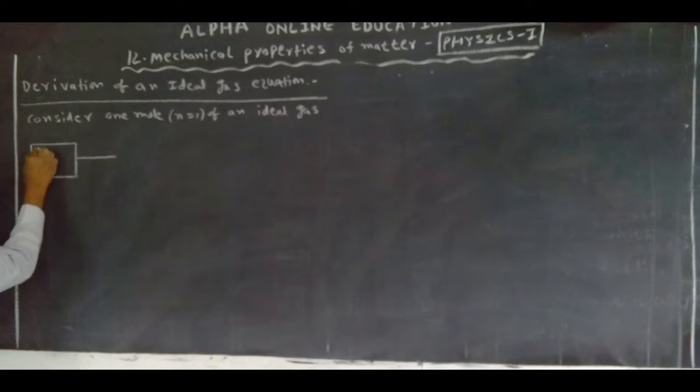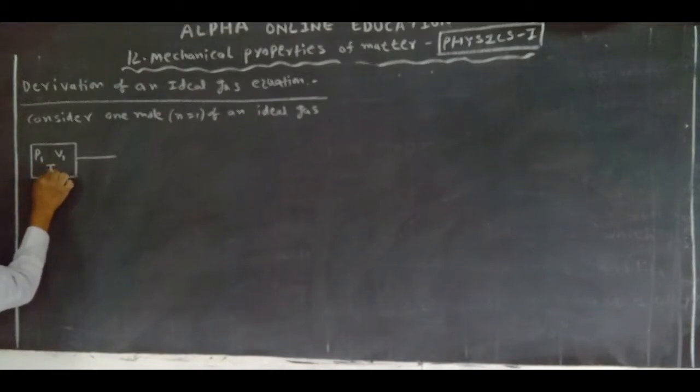In this container, its pressure is P1, volume is V1, temperature is T1. Initial pressure is P1, initial volume is V1, initial temperature is T1. We know that an ideal gas obeys Boyle's law.